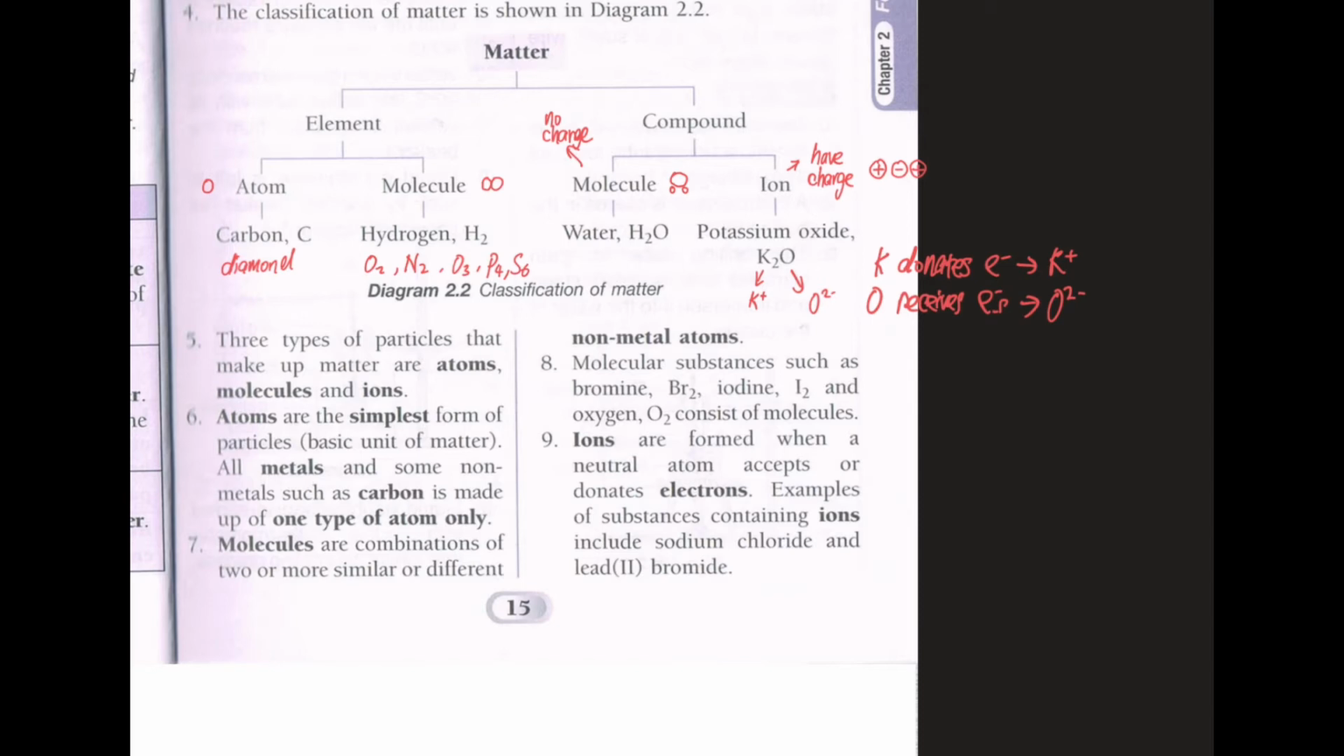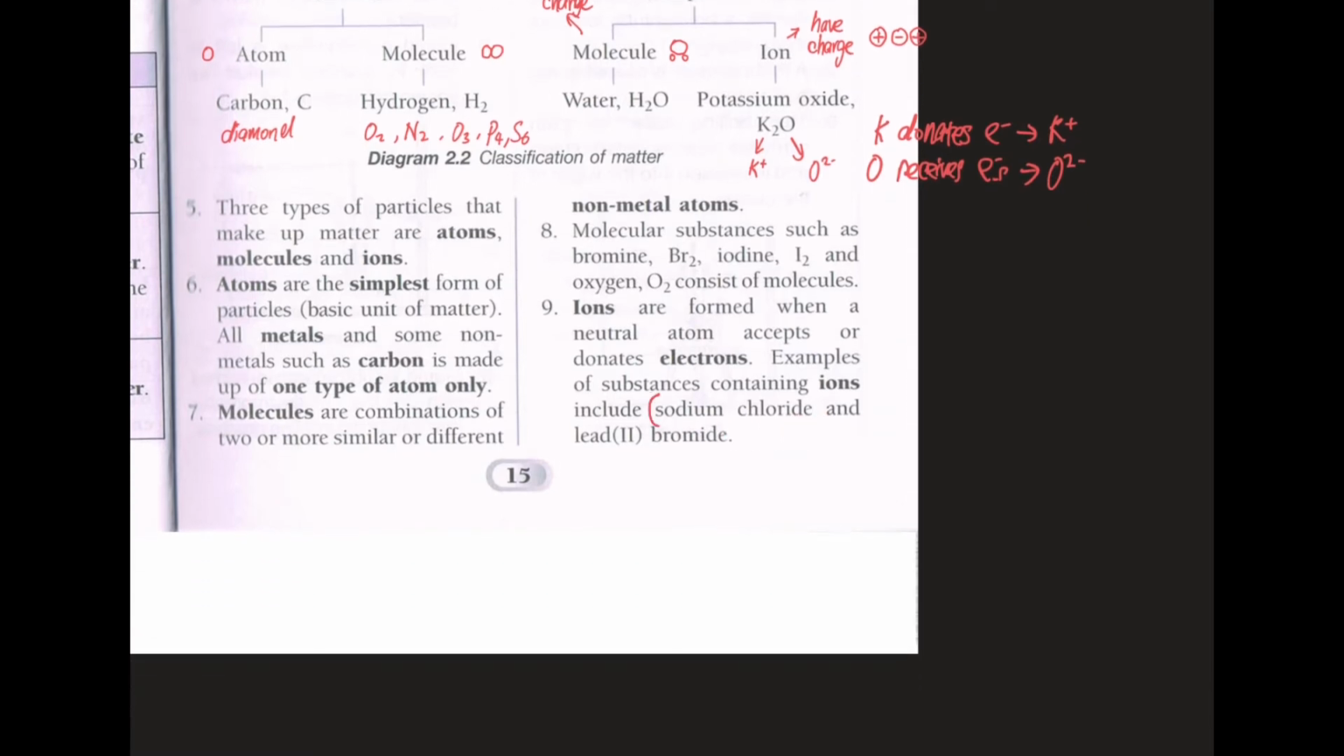Now an example, sodium chloride. I will slowly write down the formula one by one. Sodium is Na plus, chloride is Cl minus, so they are ions. Lead 2 bromide, Pb2 plus, ion.